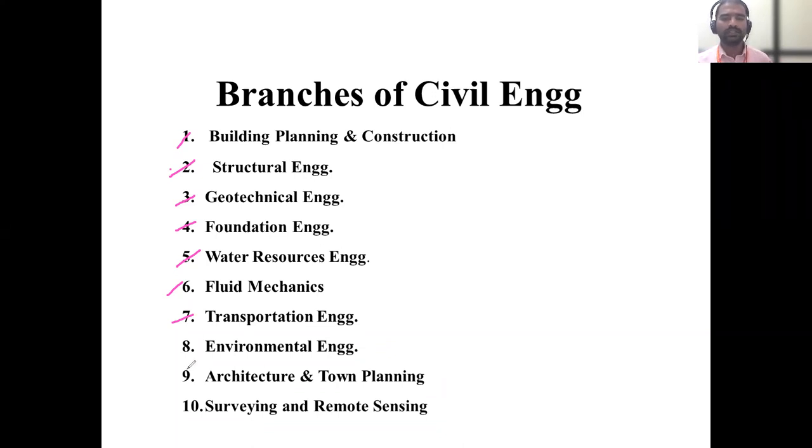Next, environmental engineering is related to our environment. Here again there are sub branches: water supply engineering, wastewater engineering, sanitary engineering, air pollution, and solid waste management. In this class we will study the remaining two branches.